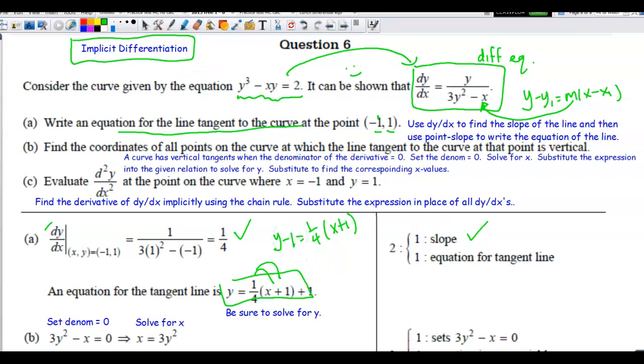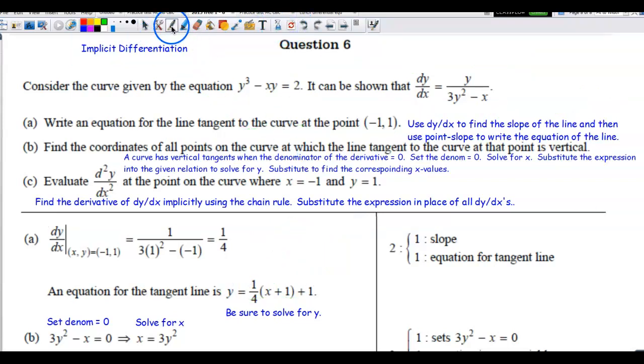In part B, let me clear this out. It's getting messy already. In part B, we are finding the coordinates on the curve where the tangent line to the curve is vertical. So if we have a vertical line, we know that the slope is undefined. We know that if we have a fraction, a numerator over a denominator, if the denominator is equal to 0, the division is undefined.